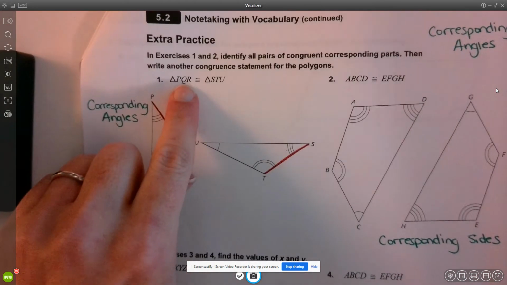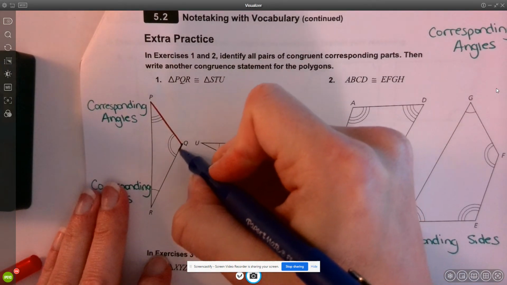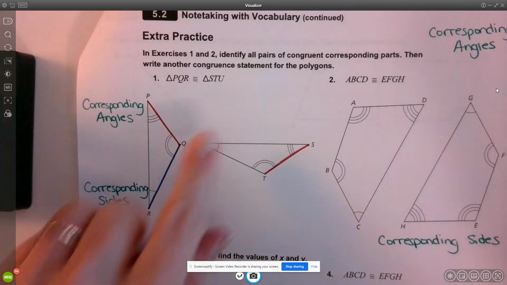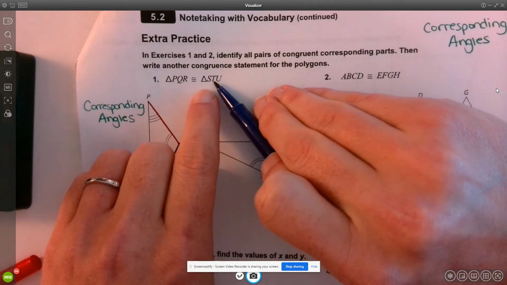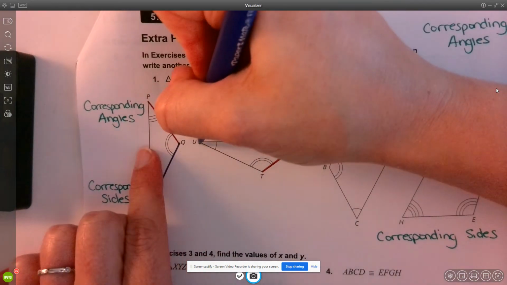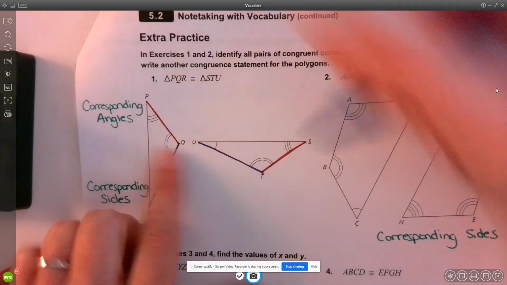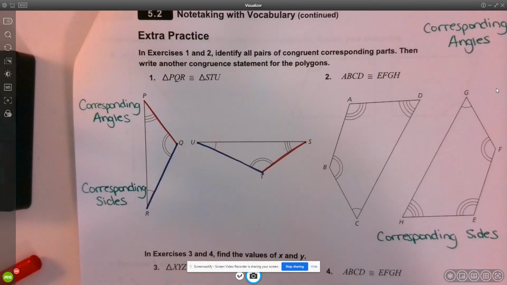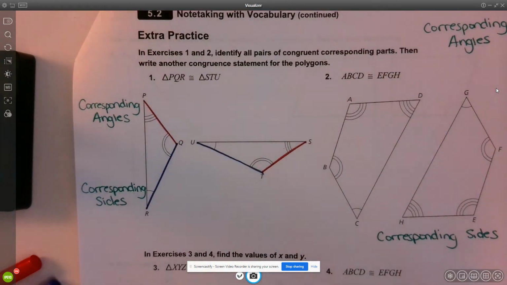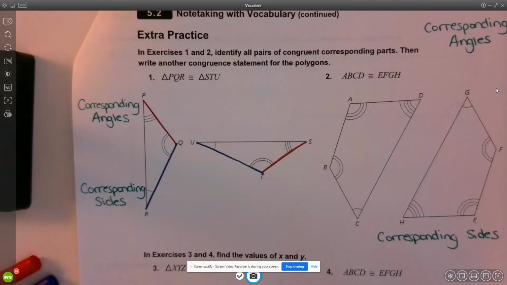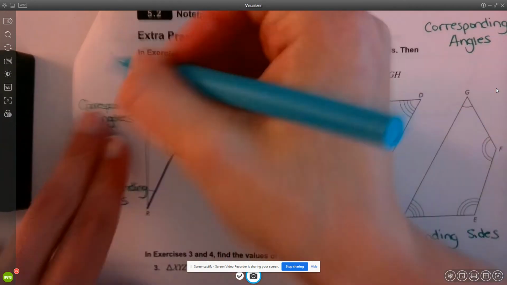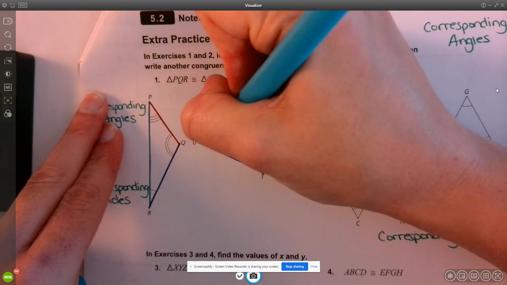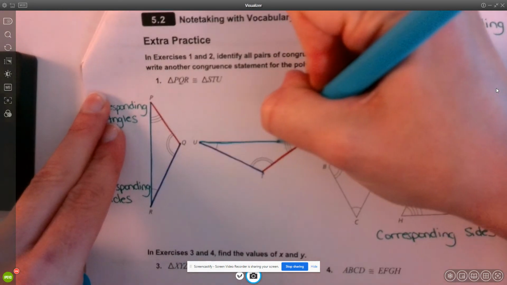I'm going to do the same thing with the other sides. Okay, QR, side QR. This is the side that's in between the one arc and the two arcs. So I would expect over here, TU, that is also the side over here in between the one arc and the two arcs. So these are my corresponding sides. And I'll do blue. And then finally, side PR corresponds to SU.